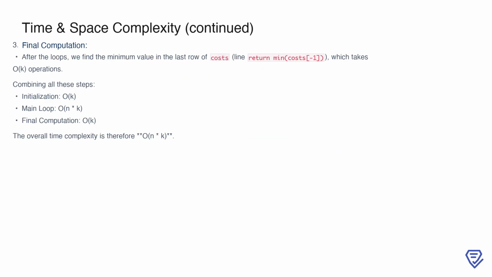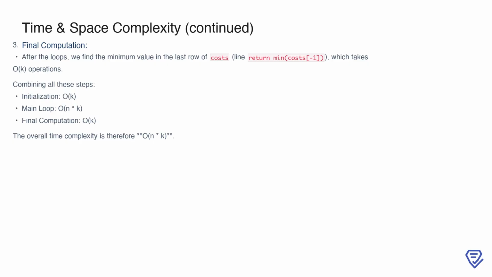Now, after the loops are complete, we finalize the computation by finding the minimum value in the last row of the costs matrix. This step involves iterating through all k colors in the last row, which takes O(k) time. When we combine all the steps together, the initialization step contributes k, the dynamic programming main loop contributes N * k, and the final computation step adds another k. Since N * k dominates the other terms, the overall time complexity of the solution is O(N * k).